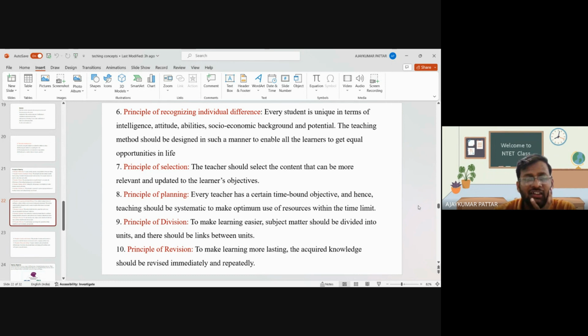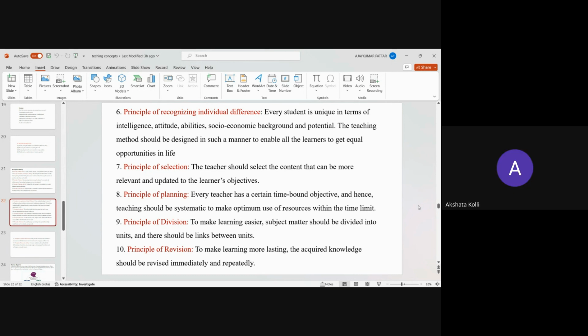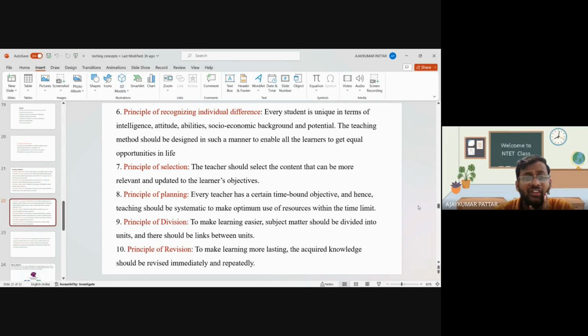And certain students have different attitudes. Some students have attitude problems, some will disturb the classes. We have to notice this and, according to their attitude, we have to manage the class. So that is the principle of recognizing the individual differences.